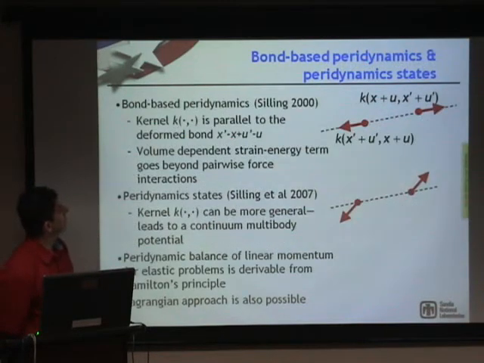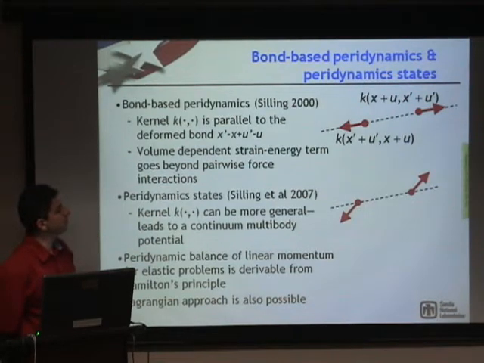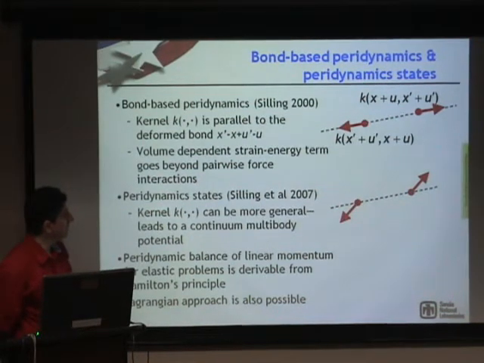As I mentioned, in 2000 Stewart put out this theory, and there he assumed that the kernel K is parallel to the deformed bond, as you can see in the upper left-hand corner. He did consider a volume-dependent strain energy term, so you can go beyond pairwise force interactions, but the force vectors are still collinear with the line between them.